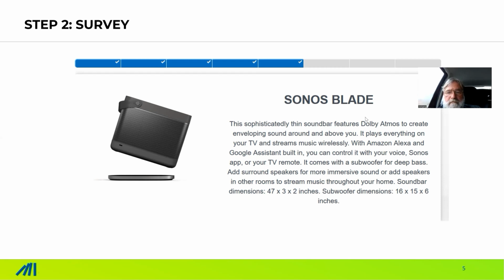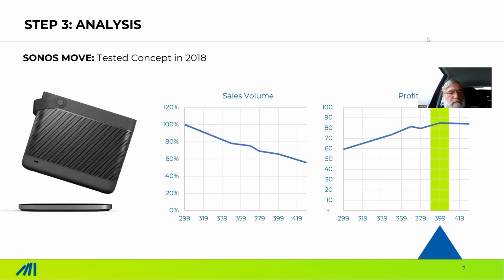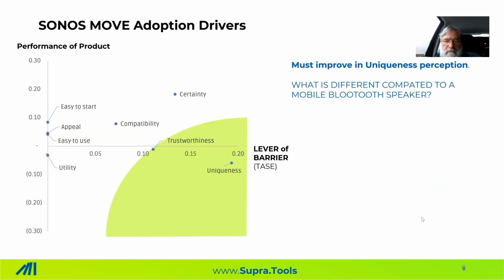For instance, we helped Sonos to launch their Move product. Yeah, we did the pricing for them. We found that this Move needs to be priced at $399. That's where they launched it very successfully. And we also did this barrier analysis for them. We analyzed what the lever is, and we found that for this Move product, they had a lack of uniqueness.